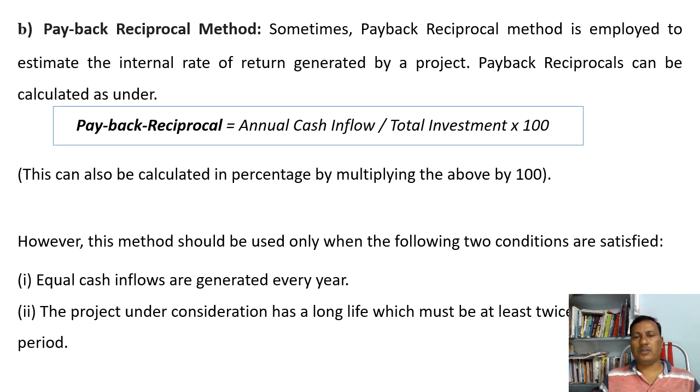This method can be used when the following two conditions are satisfied. That is, equal cash inflows are generated every year. Suppose the project gives different cash inflows for different years, then you cannot go for the payback reciprocal method. Another important condition is the project under consideration should have a long life, at least double the payback period. If the payback period and the life of the asset are almost the same, then the payback reciprocal method is not useful.